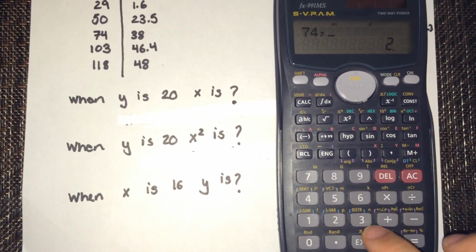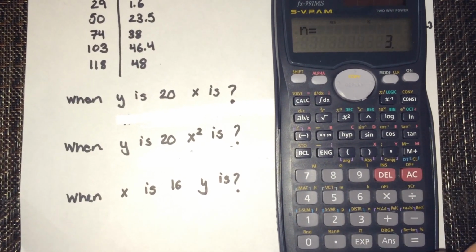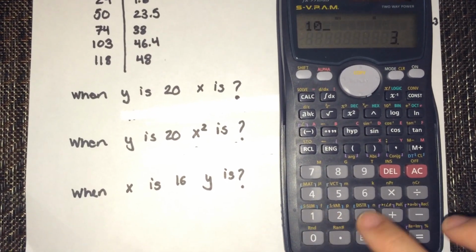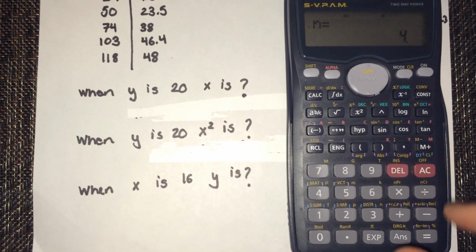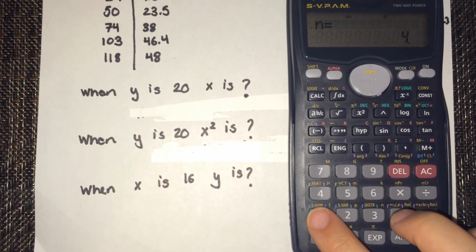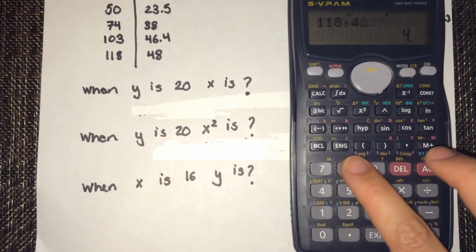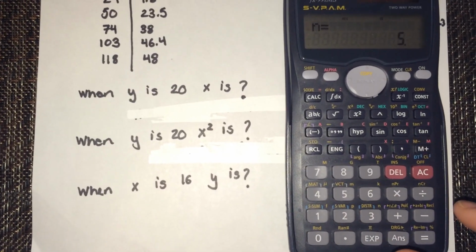74, comma, 38. 3 data points. 103, comma, 46.4, 4 data points. 118, 48, and we're at the 5.